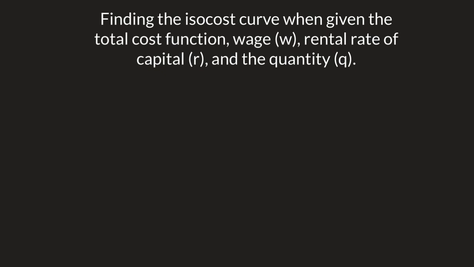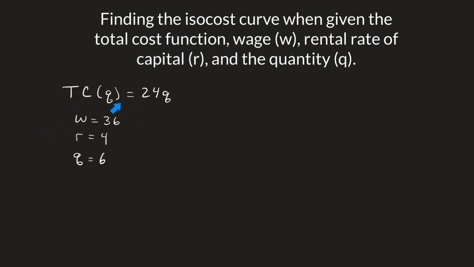This is an extension from another video that I just completed and posted. And if you are getting this video without seeing that one, there will be a card link up here, so that way you can go see it. But in that video, we went ahead and found this total cost function. So now we're going to find the isocost curve if we're given that total cost function, the wage, the rental rate of capital, and the quantity. And you need to know the quantity for this isocost, which we'll talk about here in a second. So I'm going to go ahead and write down the information, and then we'll get started.